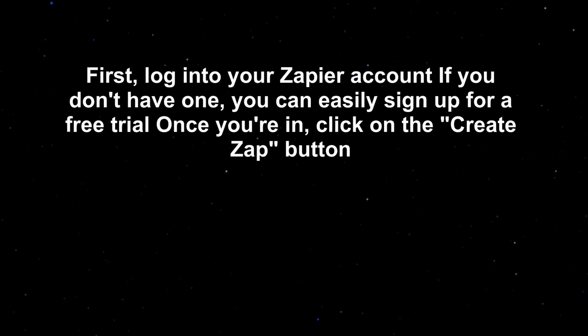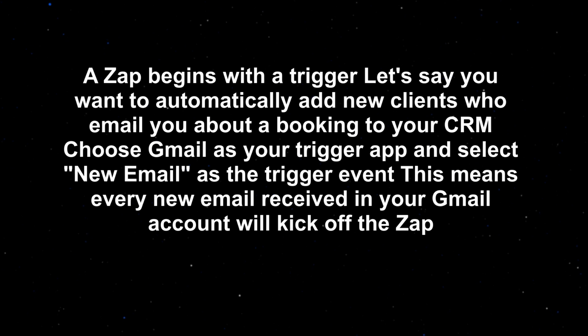First, log into your Zapier account. If you don't have one, you can easily sign up for a free trial. Once you're in, click on the Create Zap button. A Zap begins with a trigger.